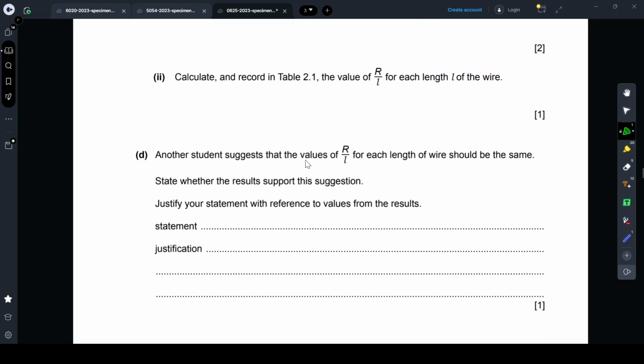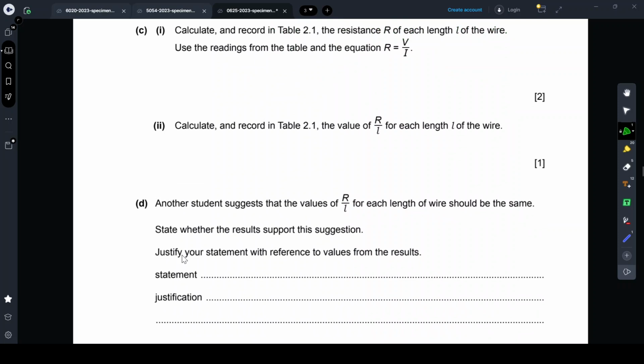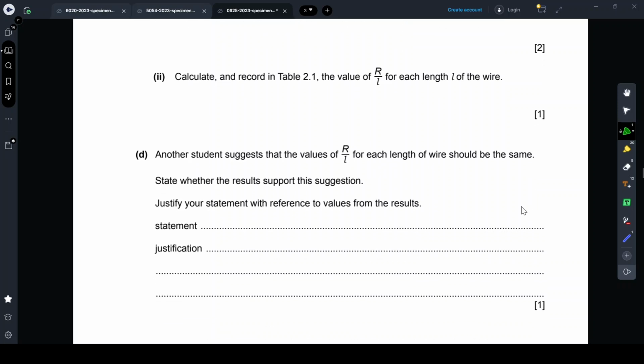Another student suggests that the value of R over L for each length of wire should be the same. State whether the results you've achieved support this suggestion. Whatever ratio of resistance to length you're getting, you're going to get a constant value, more or less the same value. Justify your statement with reference to values from the results. So this is 1 mark.